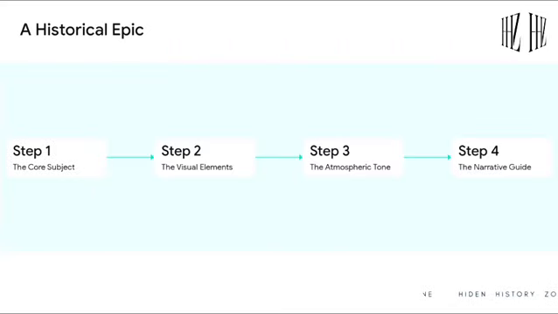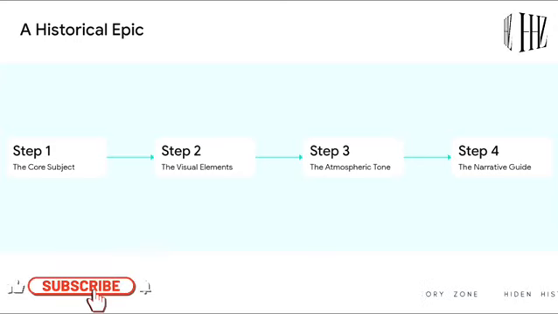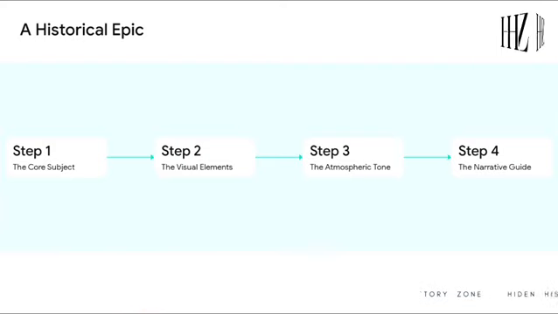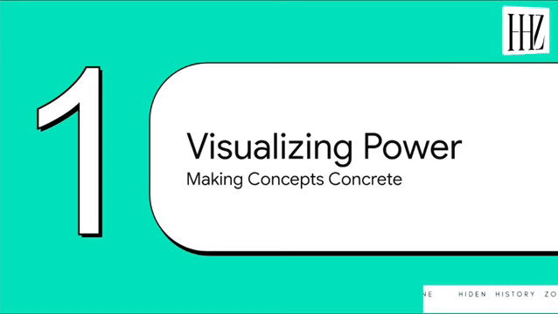So here's the game plan. We're going to break this recipe down into 4 key ingredients. We'll start with the core subject, then look at the visual elements they use, the atmospheric tone they're trying to create, and finally, the narrative guide that holds it all together. First up, visualizing imperial power.